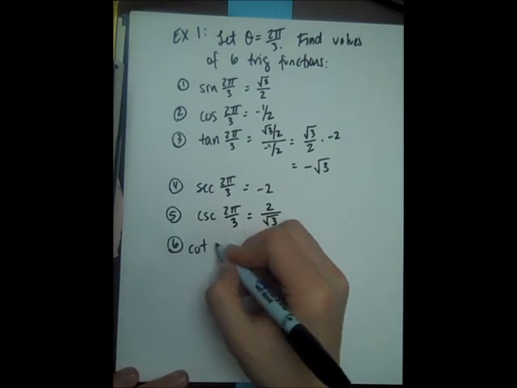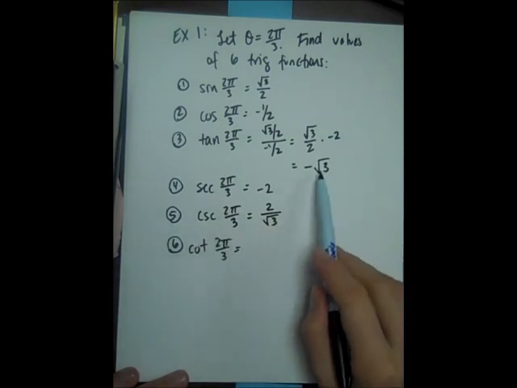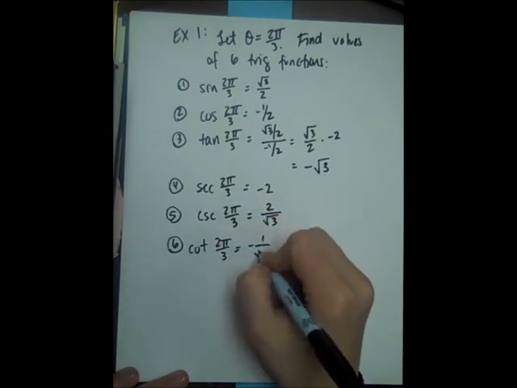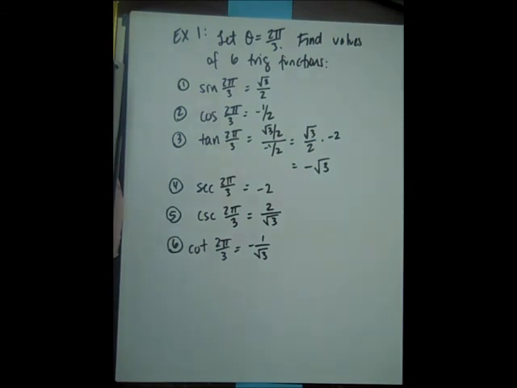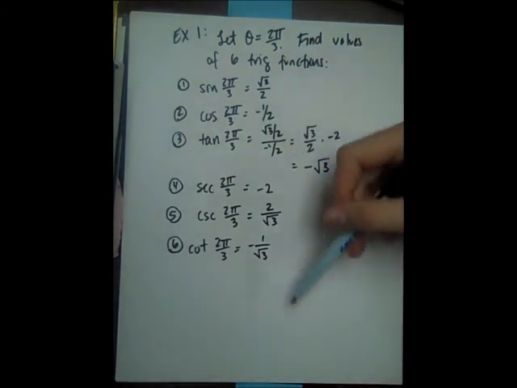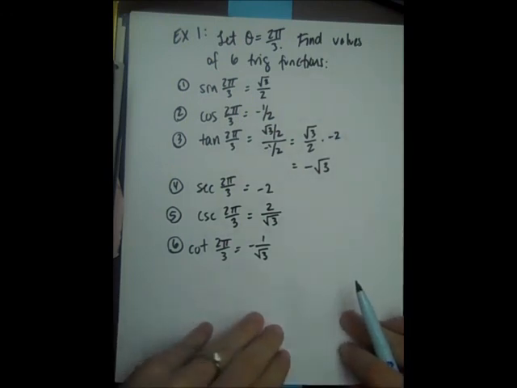And lastly, cotangent of 2 pi over 3. That's the reciprocal of tangent. Tangent's negative square root of 3, so the reciprocal would be negative 1 over square root of 3. So once you find the sine and cosine, you can find the rest of them just by knowing their relationships. Let's do one more of these.